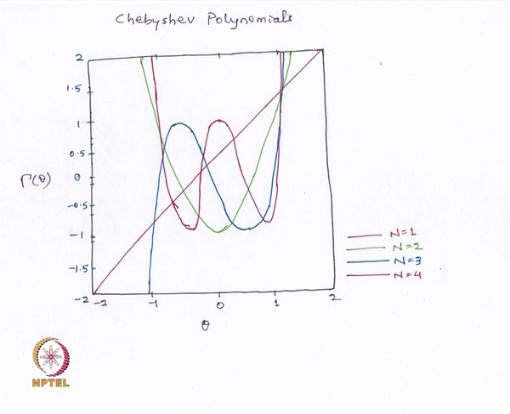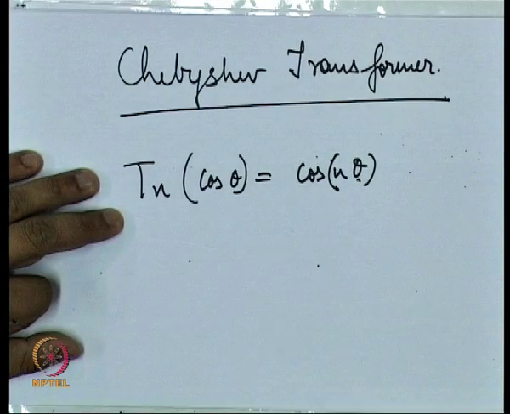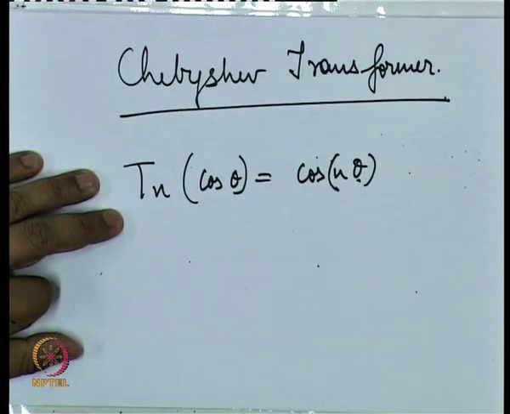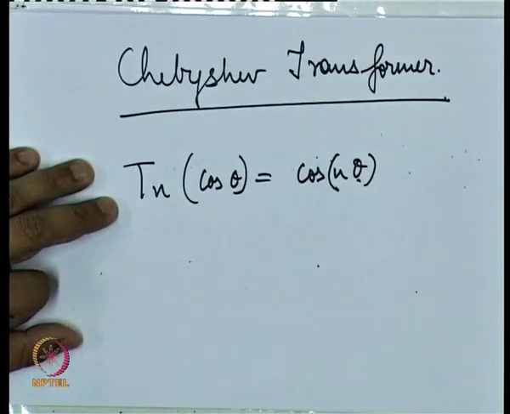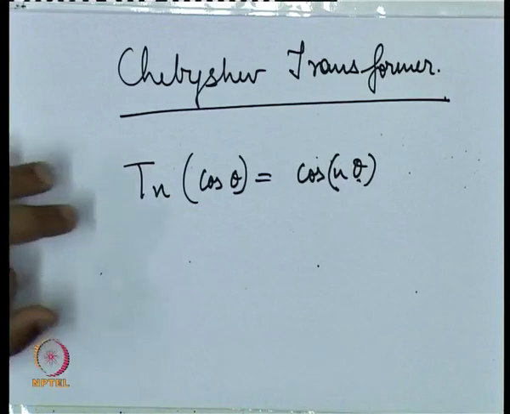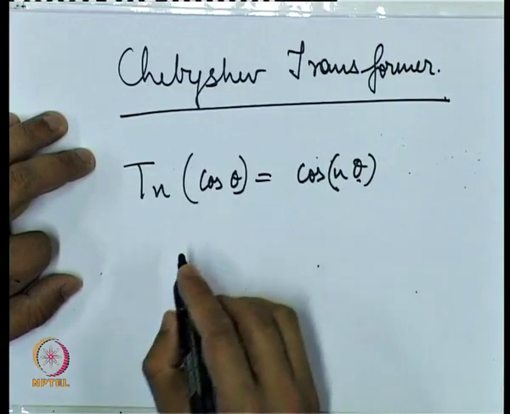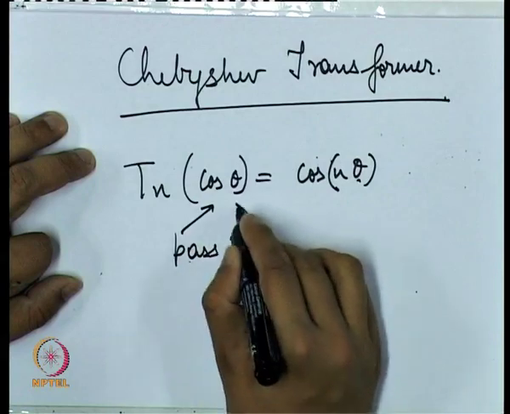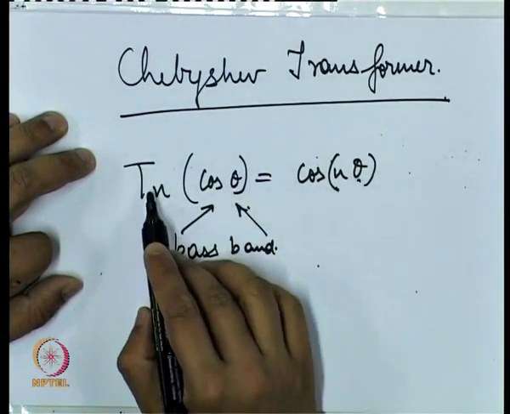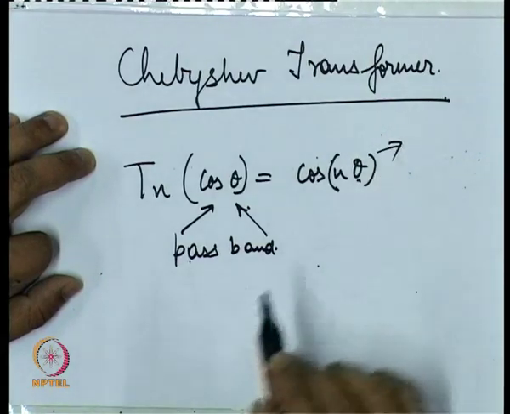So, coming back to our written slides, you see that when the argument of this Chebyshev polynomial is between minus 1 and plus 1, the output is also between minus 1 and plus 1. So from here what we can see is that if we map our pass band, as we call, into this range, then our output of this Chebyshev polynomial, since that is also restricted, will be limited because of this restriction.